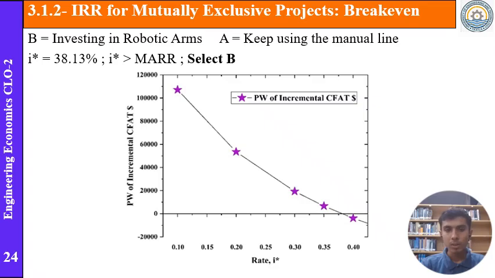Then I drew the graph in order to calculate the interest rate at which the present worth of the incremental cash flow series is exactly equal to 0. So I get the value of 38.13%, and this is the value at which the present worth of the series is equal to 0. Here the IRR is greater than the minimum acceptable rate of return, so we can select project B.